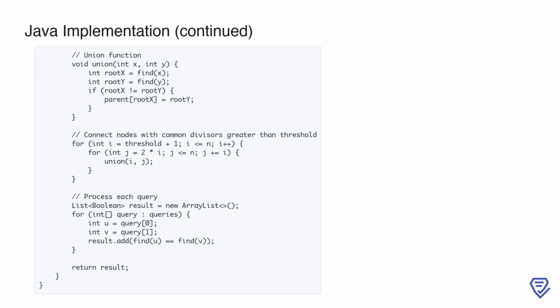For each query, we retrieve the two nodes and check if they share the same root using the find function. If they do, we add true to the result list, otherwise, we add false. Once all queries are processed, we return the result list. This completes the implementation of the solution.